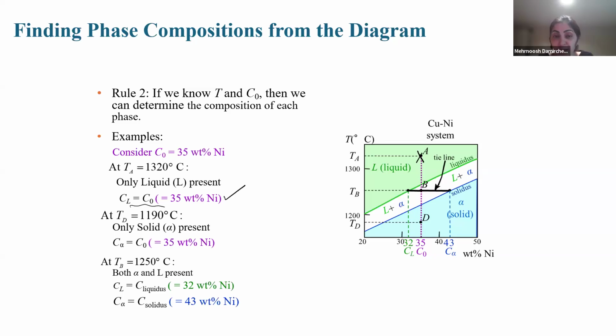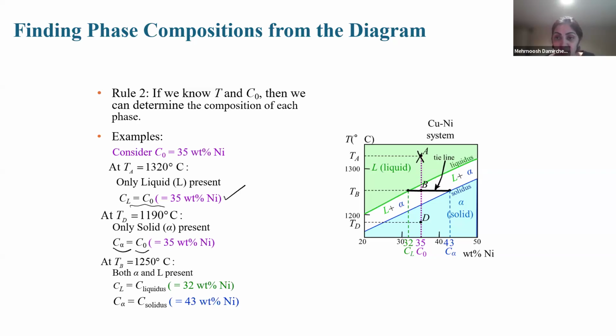When we are at the temperature at point D, 1190, and again the overall composition is 35 weight percent, we reach point D. We have only the solid phase, 100% solid, and the composition weight percent in alpha equals the overall composition, which equals 35%.